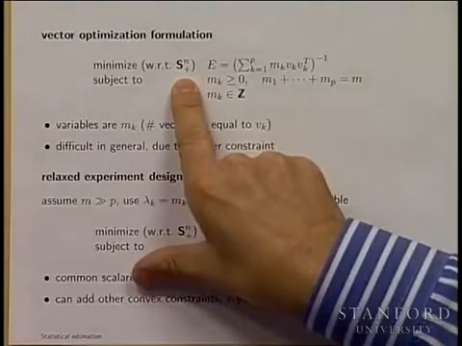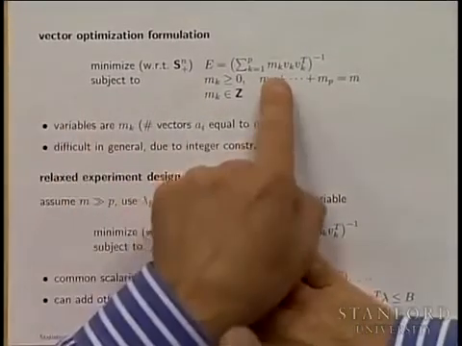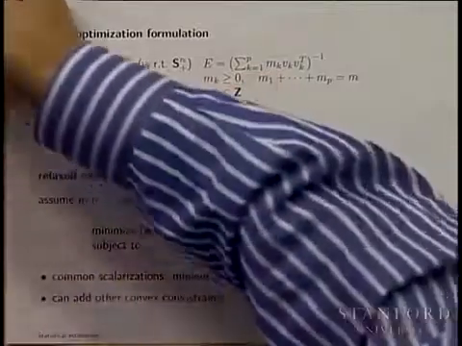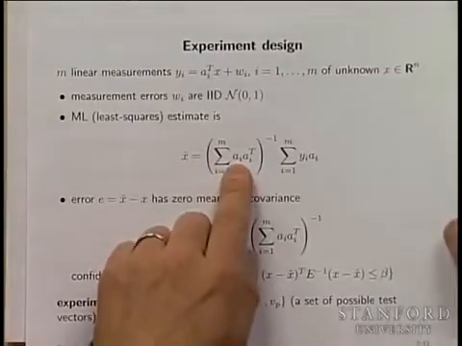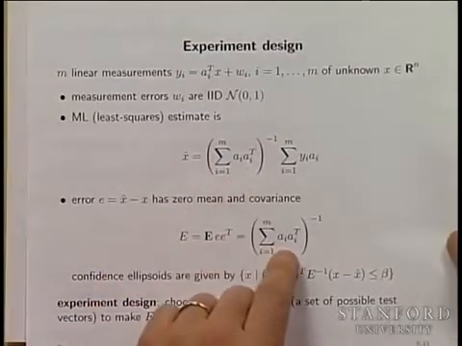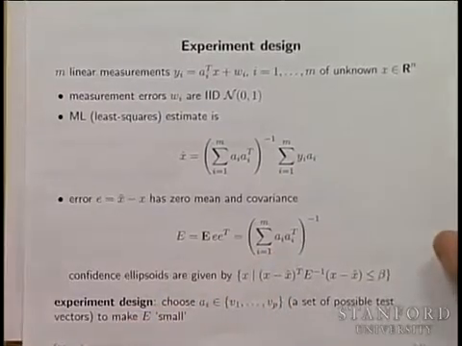Okay, so you can write it this way. It's a vector optimization problem over the positive semidefinite cone. And here's what it says. Obviously it doesn't matter what order you choose the measurements in. That's clear because all you're going to do is sum these dyads. You just sum the dyads, so it doesn't matter which measurement I do first.